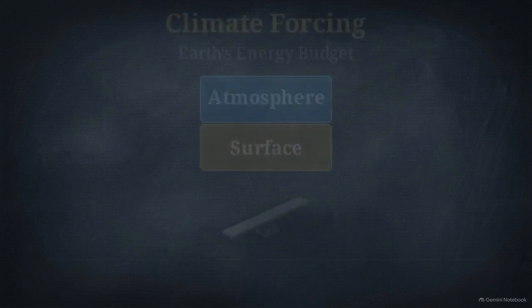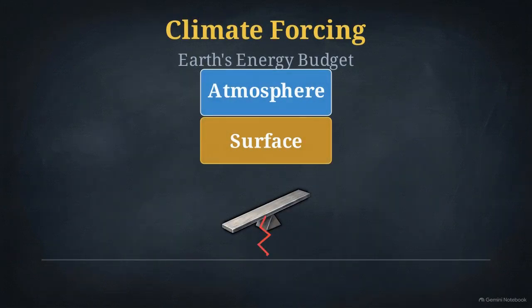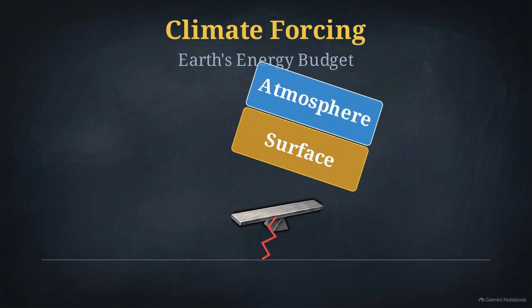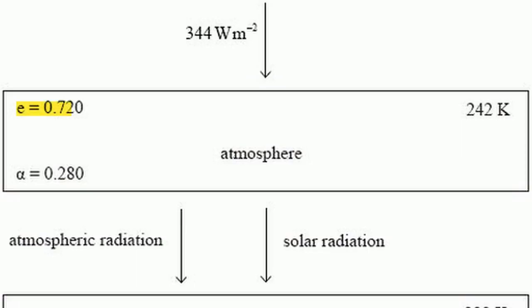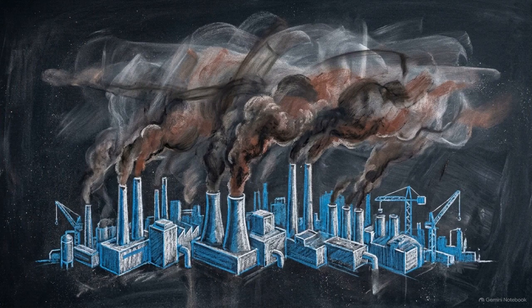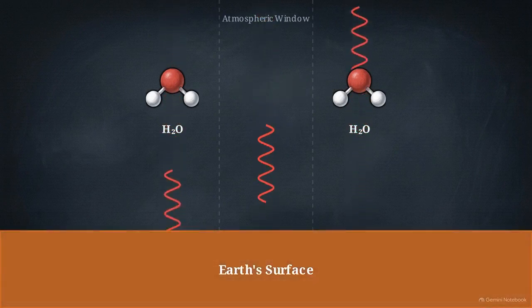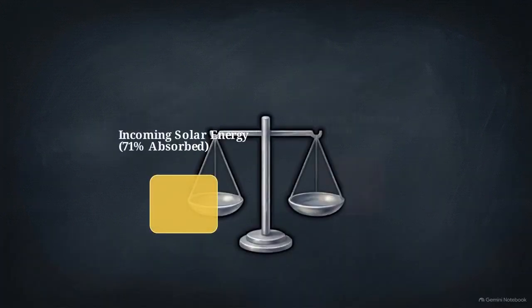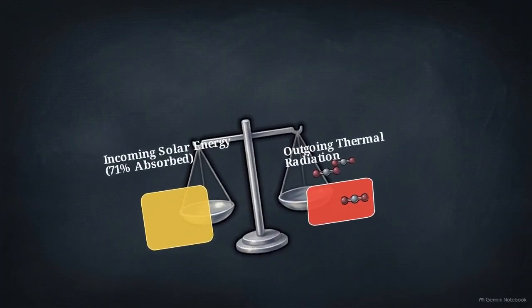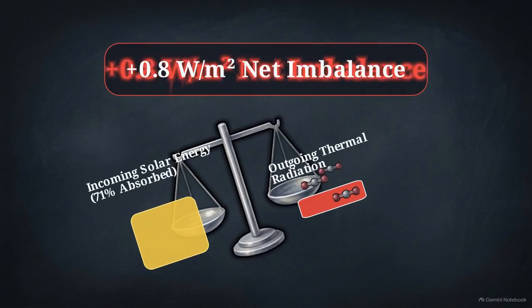A climate forcing is any physical change that destabilizes this carefully balanced two-layer energy budget. In our atmospheric box, the variable E represents emissivity. This is the numerical strength of the greenhouse effect. Increasing the concentration of carbon dioxide physically alters the properties of the atmosphere, raising that emissivity value. Carbon dioxide absorbs specific wavelengths of infrared energy that water vapor normally lets pass through. As CO2 levels rise, it partially closes the atmospheric window that allows heat to escape to space. Earth continues to absorb 71% of incoming solar energy, but the outgoing thermal radiation vector is slightly choked off.